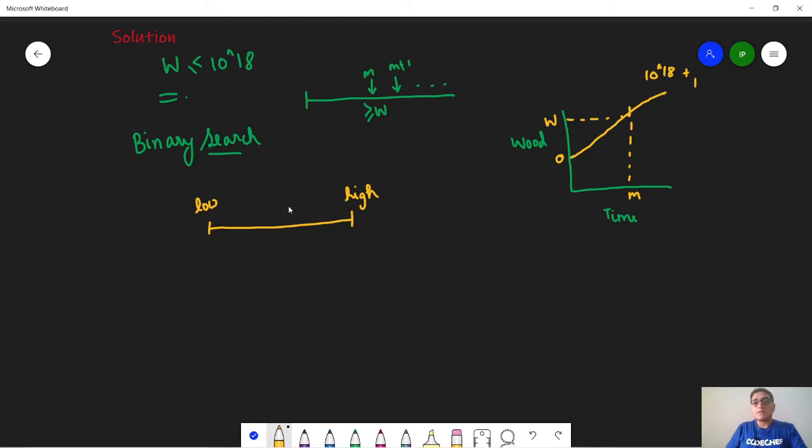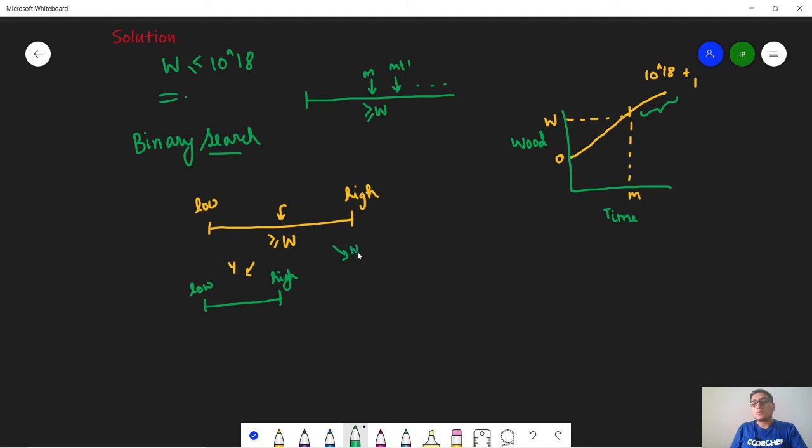Now to apply binary search, we will go to the middle element and we'll check whether the amount of wood we have in this month is greater than or equal to w or not. If the answer is yes, that means that we are actually in this range. So to move towards the minimum, we need to decrease our upper bound. So our range will now become: the low will remain the same, but high will be equal to the mid value.